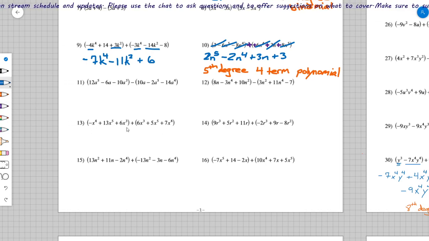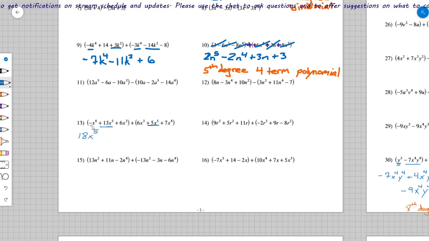So number 13 is just an addition problem, and again we're going to highlight or underline our like terms. I'm going to look for the highest degree because I want it to be in standard form anyway. So 4, 5, 3, 3, 5, 4. So our exponent of 5 is going to be our highest degree. We're going to combine this together. So we have 13x to the 5th plus 5x to the 5th. So 13 plus 5 is going to be 18x to the 5th.